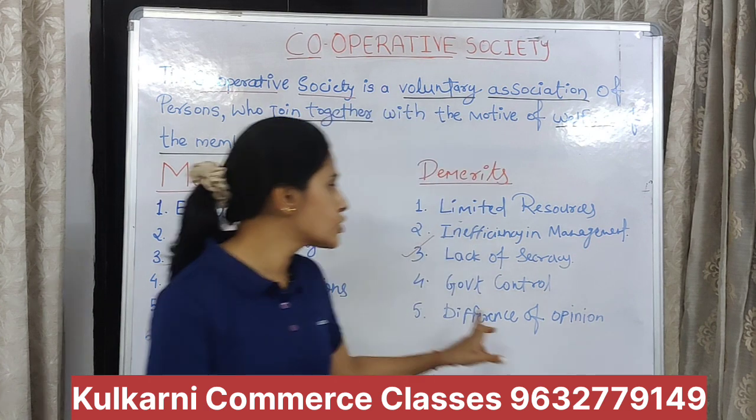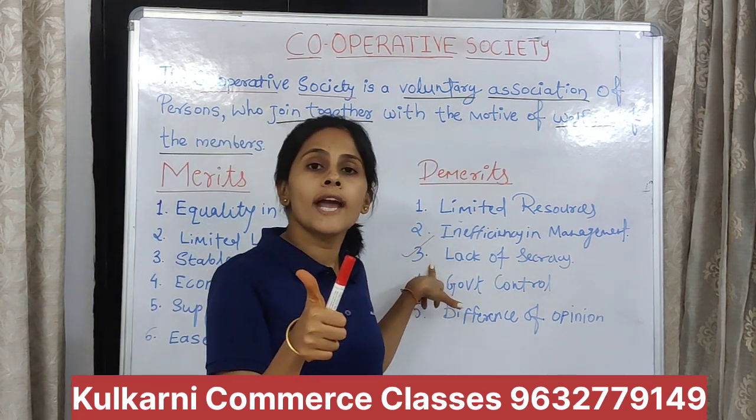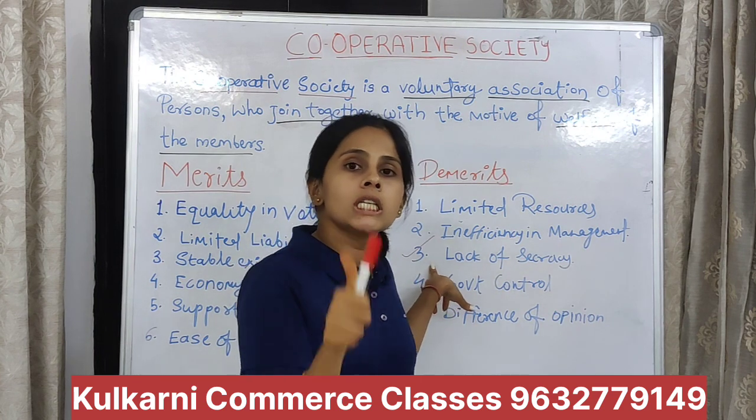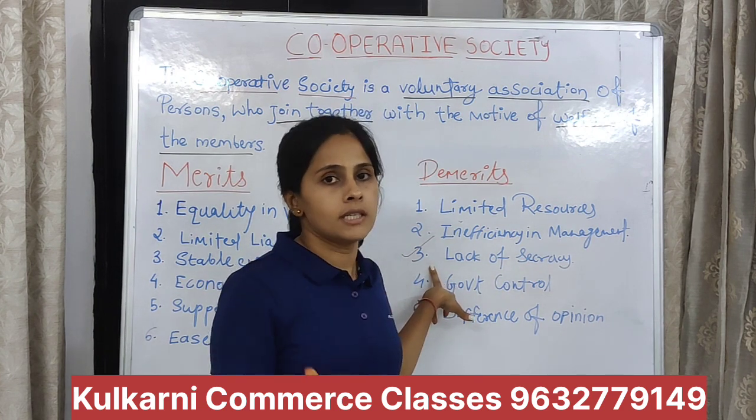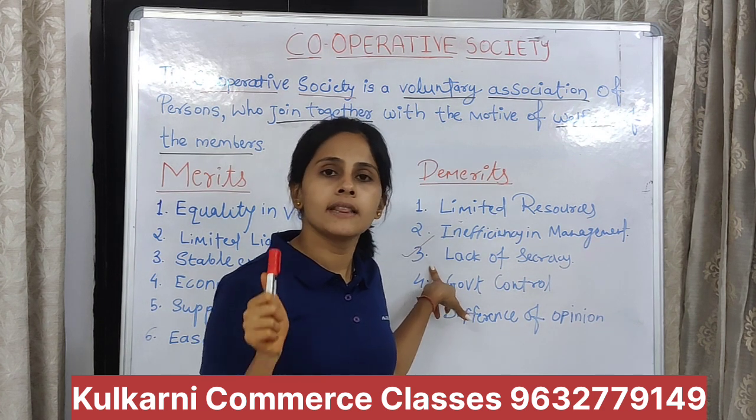That is also a demerit. Understood? Whenever secrecy comes, what you have to explain? Publishing the financial reports is compulsory in case of a cooperative society. So it is difficult to maintain secrecy.